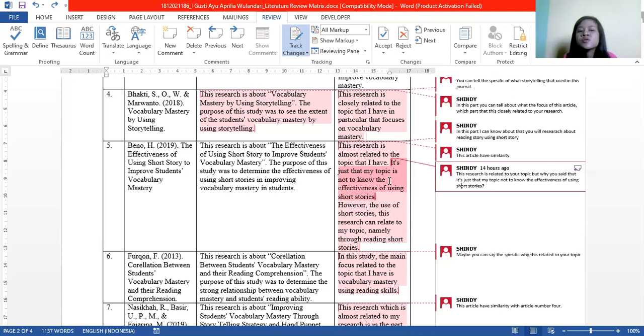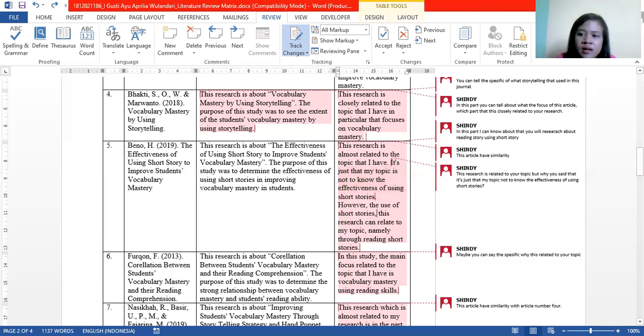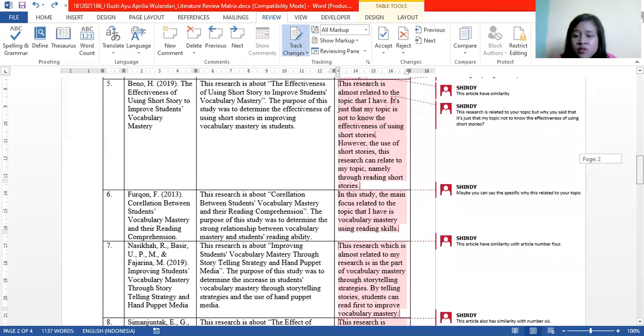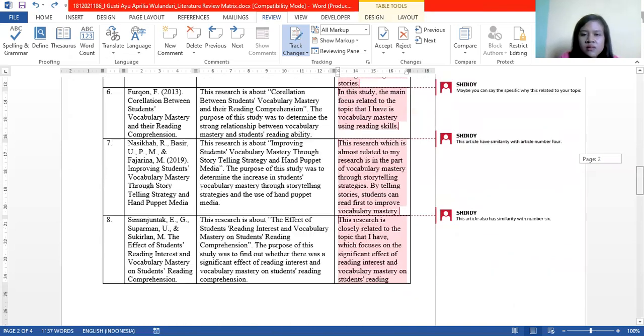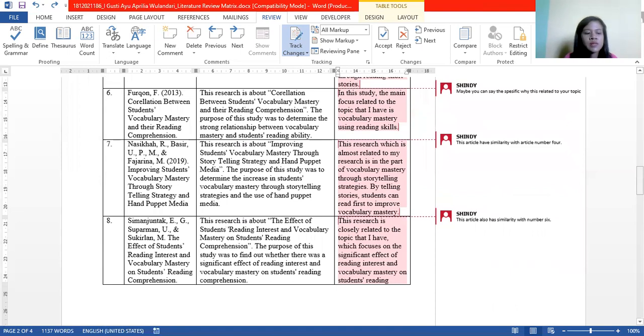Maybe you have not researched the effectiveness. Maybe the other part of this article is related to your research. Maybe you can mention it in your personal note, because it's important for you to know the differences between your research and this article.